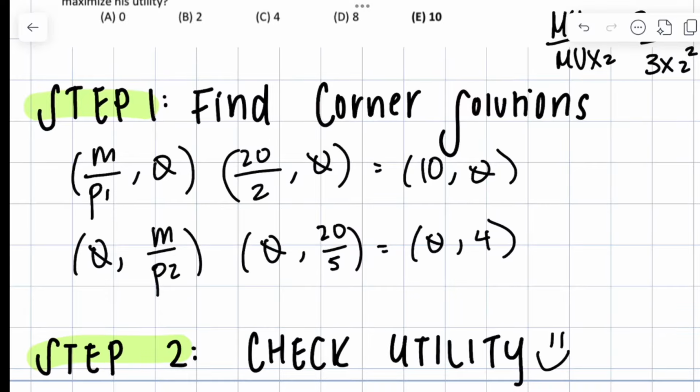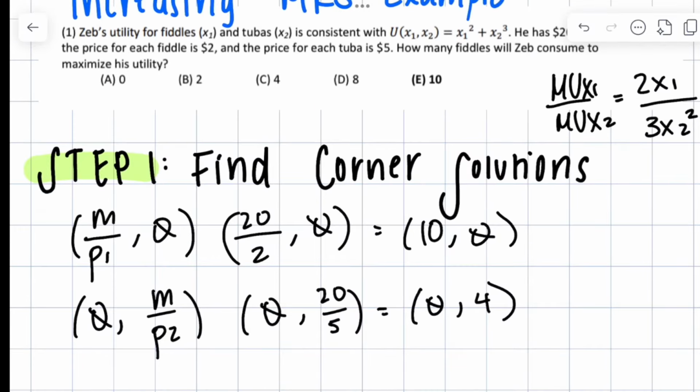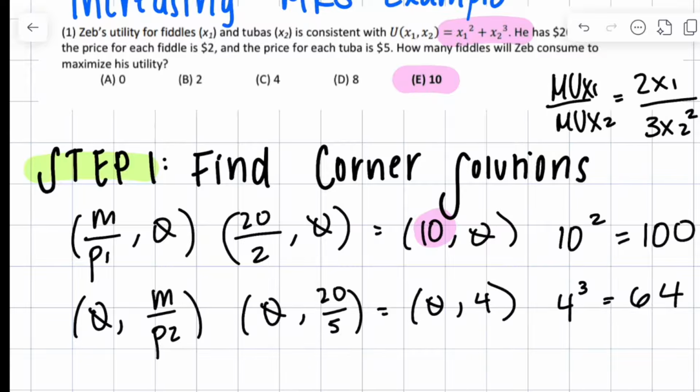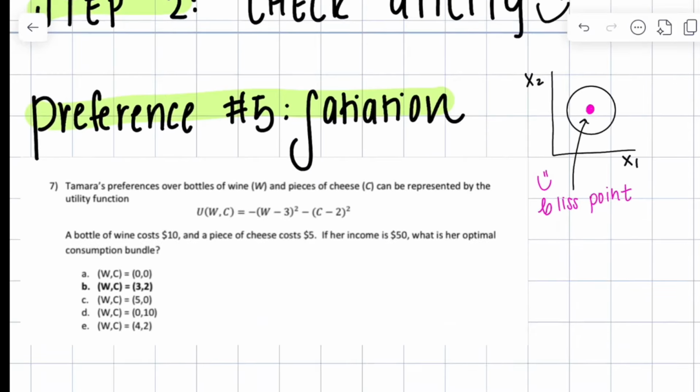So since our utility function was x1 squared plus x2 cubed, we're just going to plug 10 in for x1. So then we have 10 squared, and there's no x2, so this utility is going to be 100. And then for this one, we're going to plug in 4 for x2, so we have 4 cubed, and that's going to be 64. And so since this 10, 0 gives us a higher utility, we're going to want to consume 10 of x1, which are our fiddles.